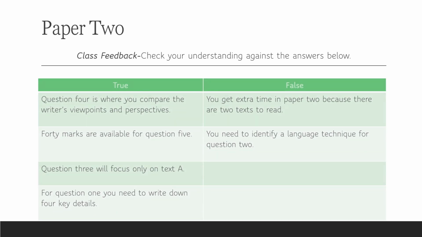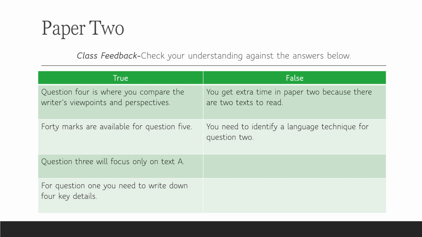So if we have a look at the table then, we can see that the true answers are question 4 is where you compare the writer's viewpoints and perspectives. The next one is 40 marks are available for question 5. Question 3 will focus only on text A. And for question 1, you need to write down 4 key details.